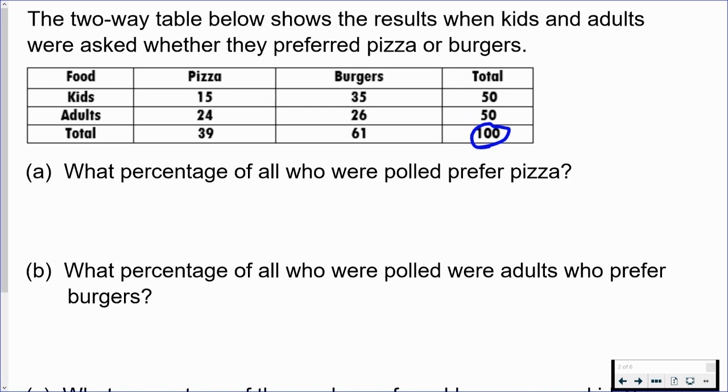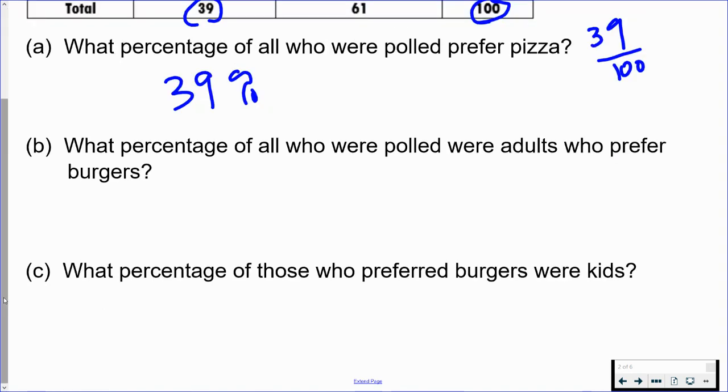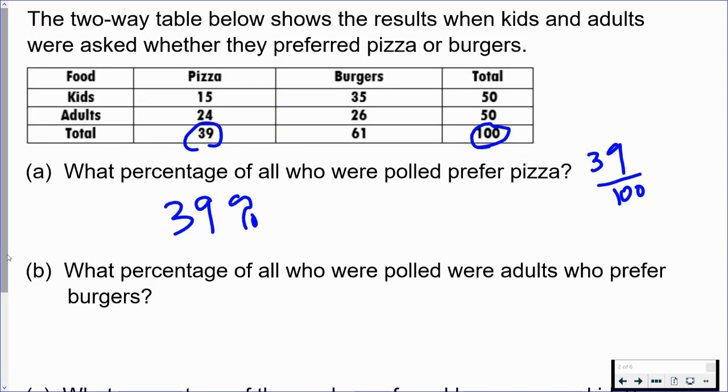So then what percentage of all who were polled, so we are talking about the total number, so this is going to be out of 100, okay, prefer pizza. Okay, so total number of pizza is 39. 39 out of 100 is 39%. Okay, again, we really like when it's out of 100 because that makes it a lot easier.